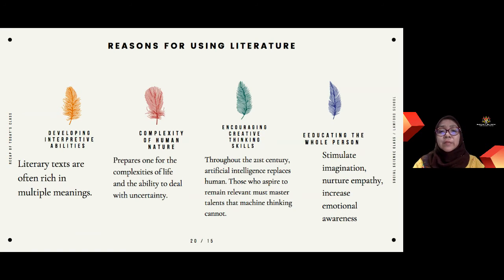And then, encouraging creative thinking skills. Throughout the 21st century, artificial intelligence replaces humans. If you read The Fourth Industrial Revolution by Schwab, he will tell you that a lot of our jobs can be replaced by machines. But machines cannot think creatively. Only people can do that. So those who aspire to remain relevant must master talents that machine thinking cannot. And literature can do this. Literature can encourage creative thinking skills.